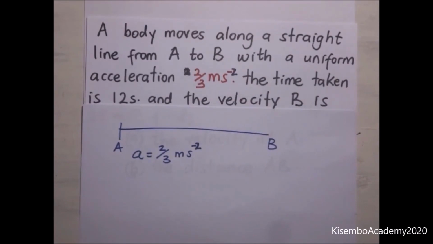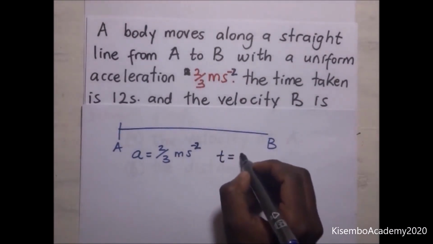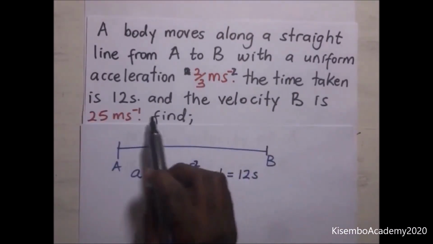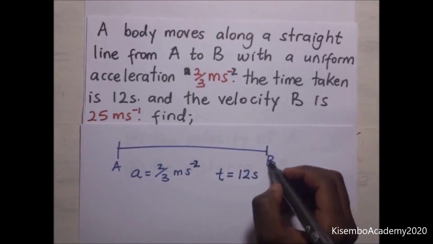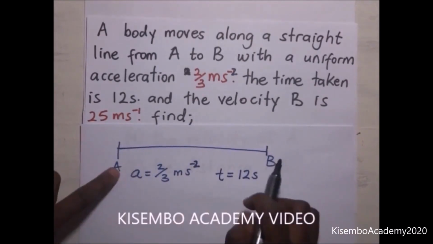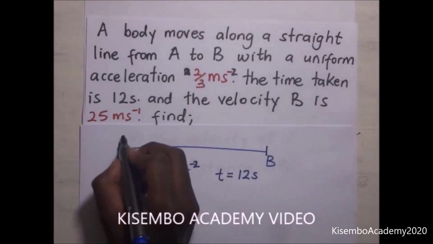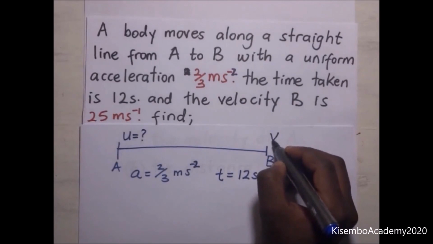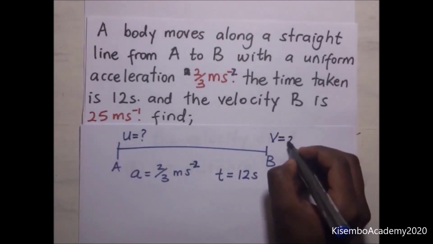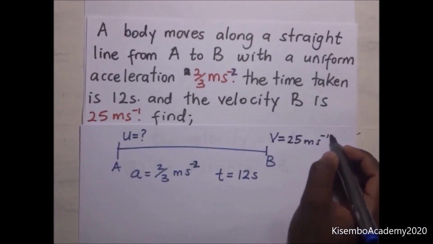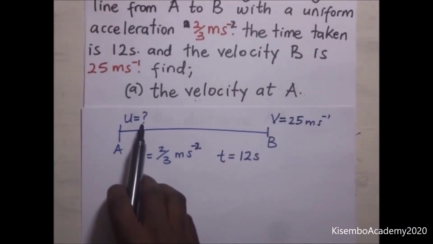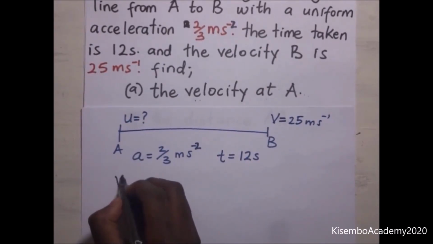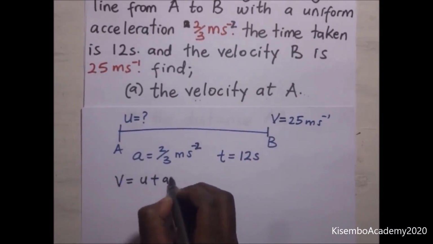The time this thing is taking is 12 seconds. So the time taken here is 12 seconds. The velocity at B is 25 meters per second. So that is the final velocity, because it starts from A to go to B. The velocity at A is what we shall be calling our initial velocity. It's not given in the question. The final velocity at B, which we shall call capital V, is 25 meters per second. Find the velocity at A. So we are being required to find the initial velocity at A. To find the velocity at A, we shall use the first equation of motion. V is equal to u plus at.